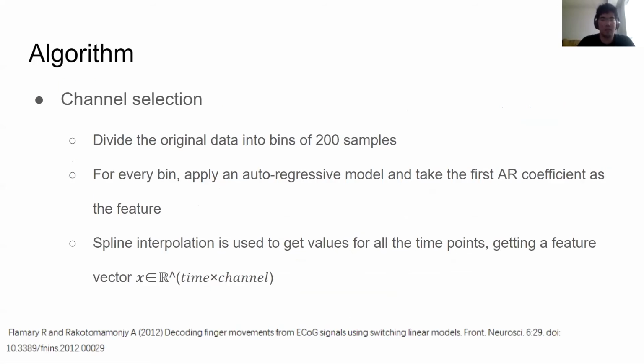The second step is channel selection. It is to reduce the computational effort and boost the overall performance. First, we divide the original data into bins of 200 samples. For every bin, we apply an autoregressive model and take the first AR coefficient as a feature. Then we use spline interpolation to get values of all the time points, getting a feature vector X, which is time by channel. Next, please.